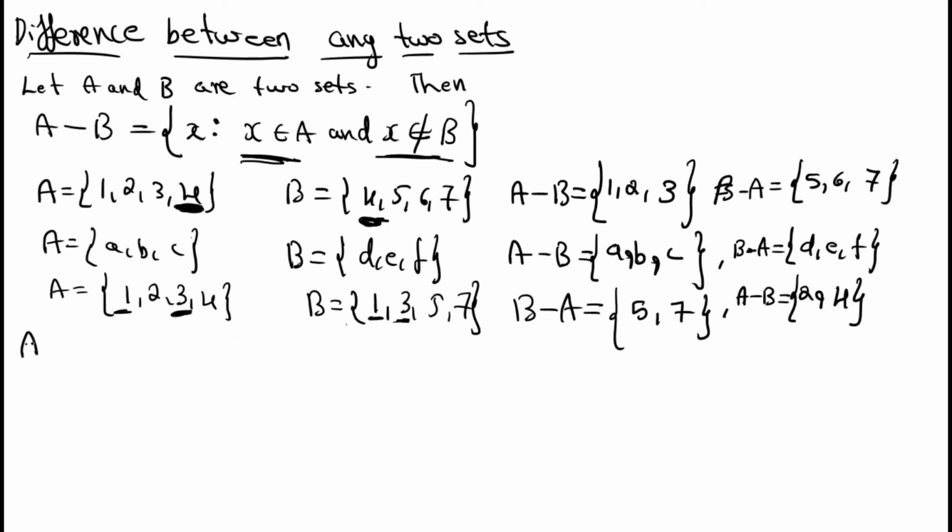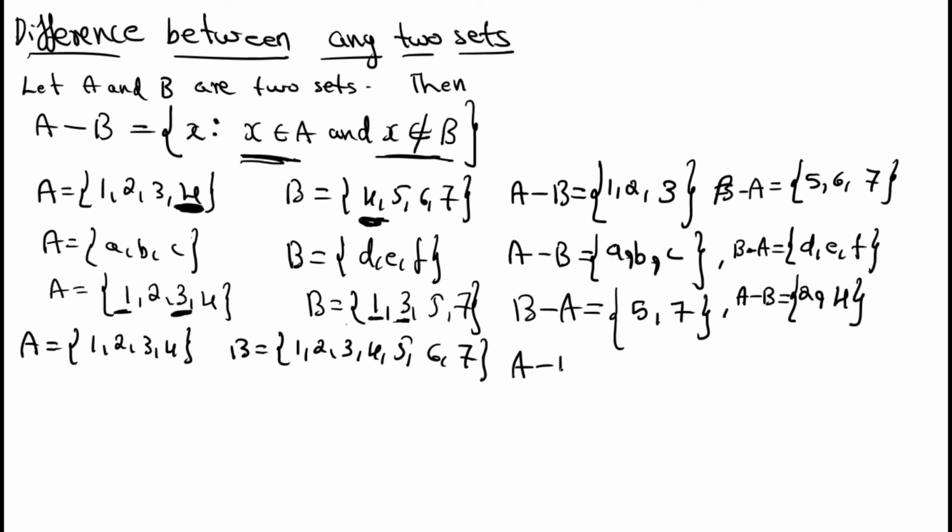And take A is equal to 1, 2, 3, 4 and B is equal to 1, 2, 3, 4, 5, 6, 7. Okay, in this case, what is A difference B? Elements of A which are not in B. 1 is in B, 2 is in B, 3 is in B, 4 also in B. That means no elements, right? So it's equal to empty set. Okay, in this case, we will get empty set.